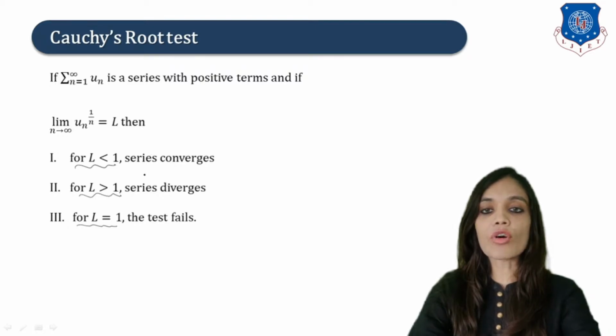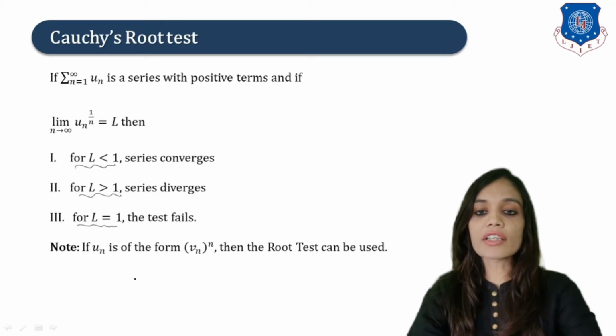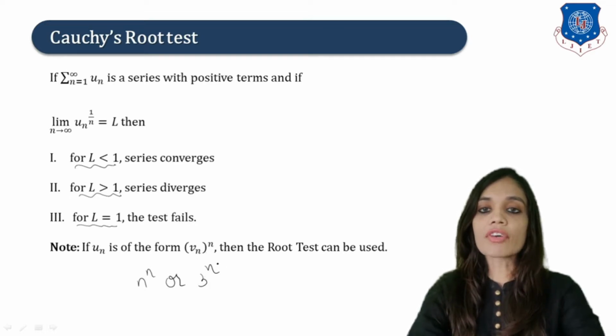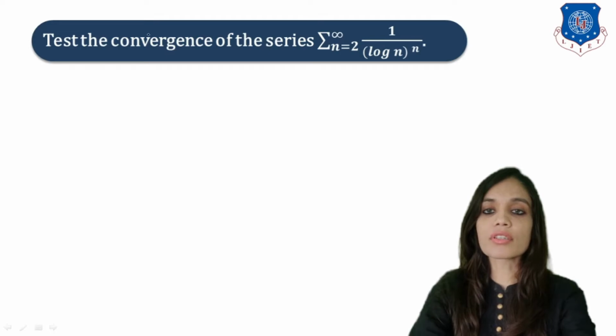Now we will apply Cauchy's root test if our un is of the form Vn whole raised to n. So we will apply it whenever we are given n raised to n or 3 raised to n. Whenever you see the power n in our series, we will apply Cauchy's root test, right? So let us solve a few examples.